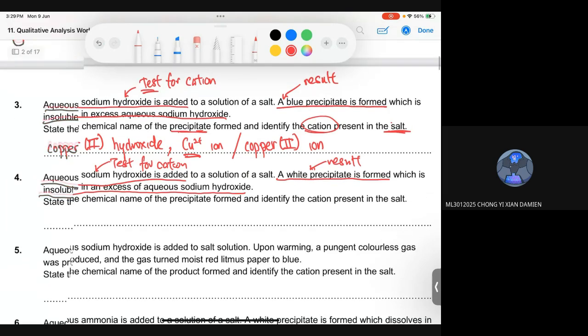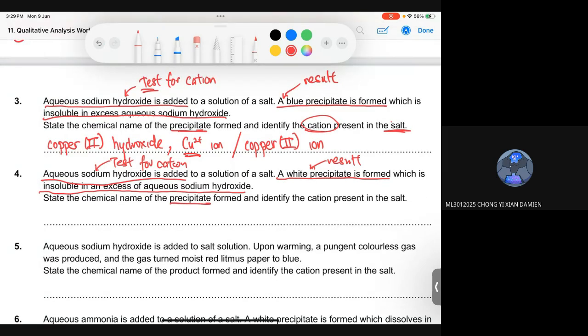Okay, good. I can see you're typing. So the precipitate formed here is actually calcium hydroxide. I think by some of your replies, you already know that every time this test for cation result comes out, the precipitate formed is always something hydroxide. Depending on what the cation is, the name of the hydroxide will change. The cation present in the salt will be the Ca2+ ion. I realize my Ca and my Cu look very similar, so be careful. This one is calcium ion present.